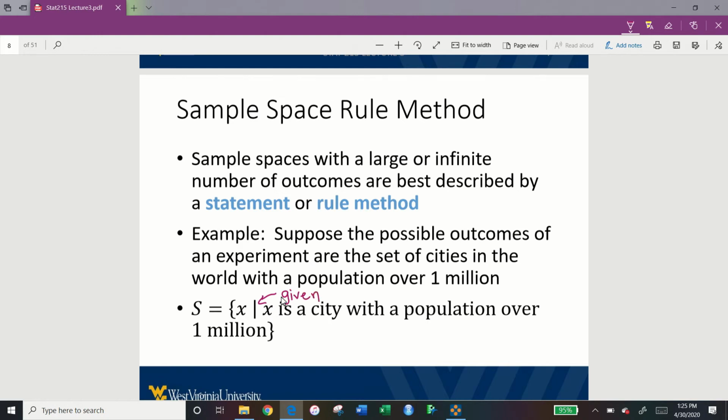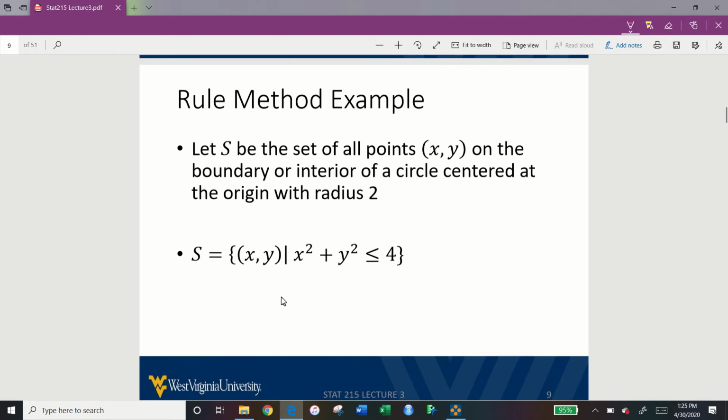Let's take a look at another situation. Let S be the set of all points (x, y) on the boundary or interior of a circle centered at the origin with a radius of 2. In this case, our sample space is going to be S equals {(x, y) | x squared plus y squared is less than or equal to 4}.